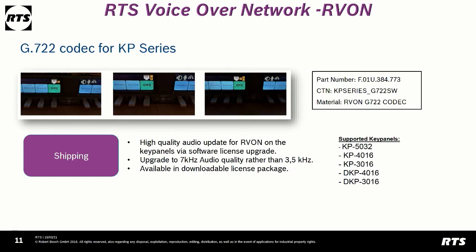The G722 codec is the latest release from RTS, and this provides you 7 kilohertz audio response. Our G711, again, 3.5 kilohertz, has been around for years, but we've had requests for better audio fidelity in RVON, so we've just released about 6 months ago the G722 codec. This is an add-on package you can add to your KP series panels. It's a simple download, and it is stored within the actual key panel, so you don't have to worry about re-downloading it. It is stored in the non-volatile memory.